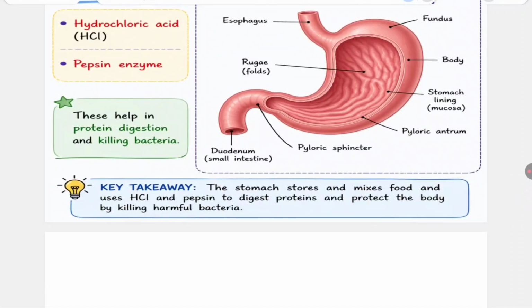The stomach stores and mixes the food, and uses HCl and pepsin to digest protein and protect the body by killing harmful bacteria.